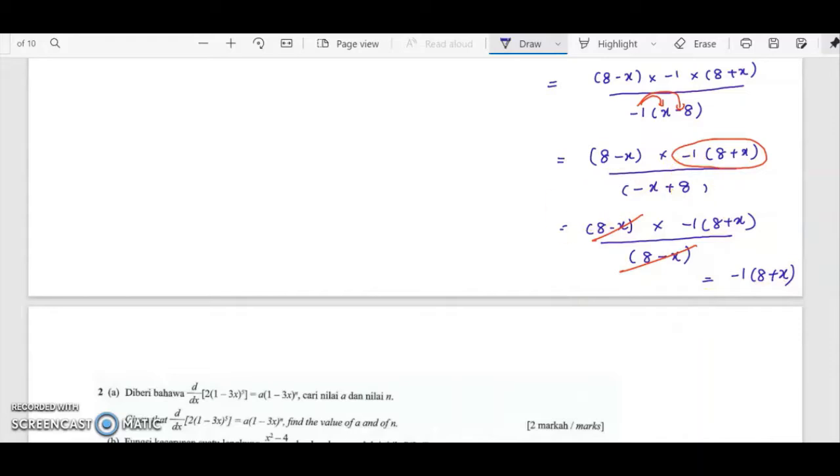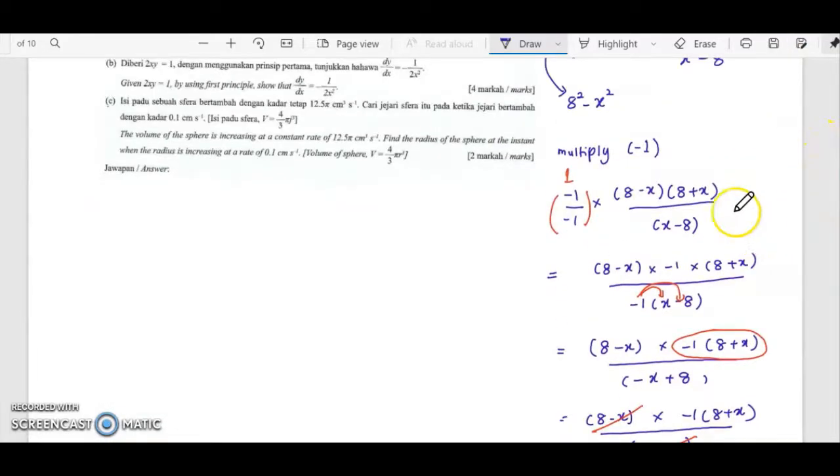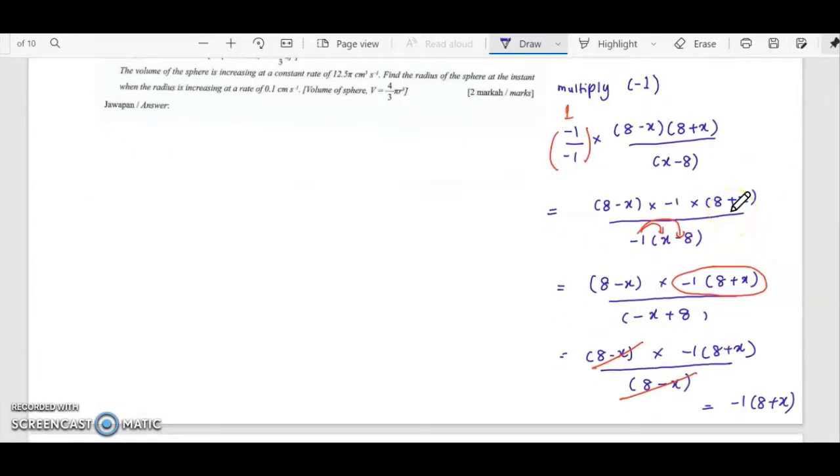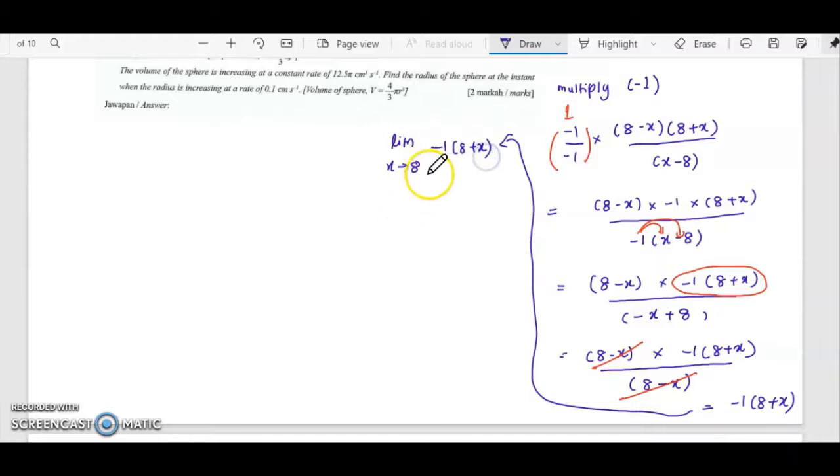Okay, so bila part kat sini you dah simplify dia, barulah you masukkan value of limit. So limit x approach 8, okay, so negative 1, 8 plus x. Baru kita masukkan 8 ke dalam ni. Okay, so jadi negative 1, 8 plus 8. So equal to negative 16. So that is the answer.